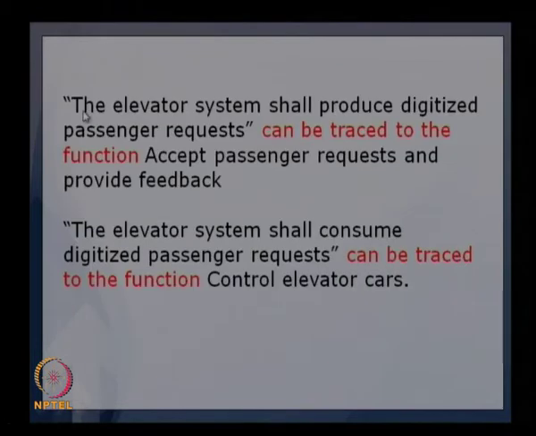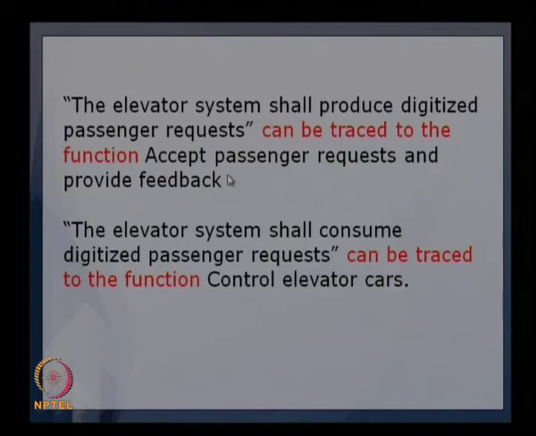So, here you can see that the elevator system shall produce digitized passenger request, that is one of the requirements. This can be traced to the function accept passenger request and provide feedback. So, this is the traceability of the requirement. Similarly, the elevator system shall consume digitized passenger request, which can be traced to the function control elevator cars. Similarly, we can trace other requirements also to the corresponding functions.